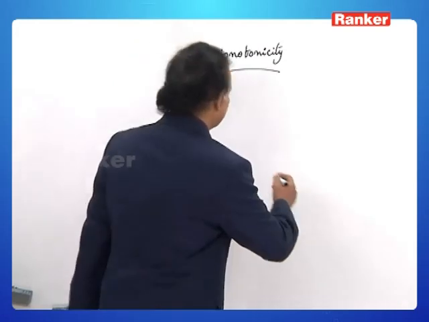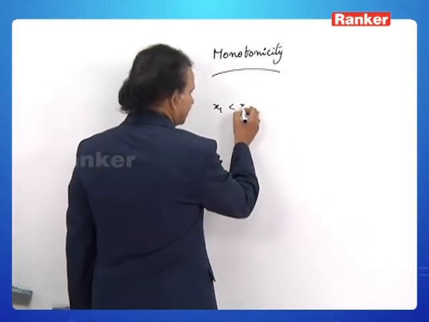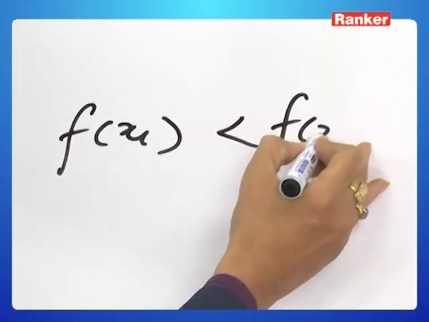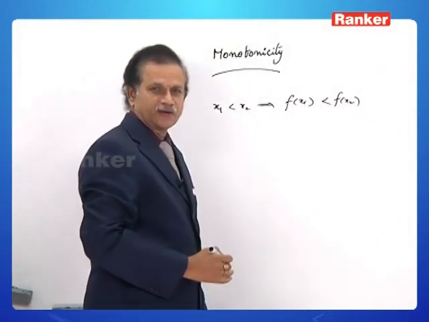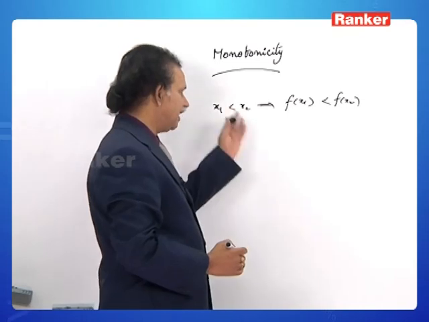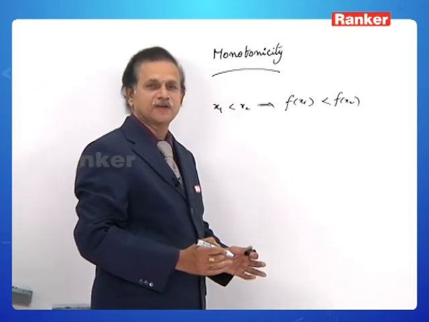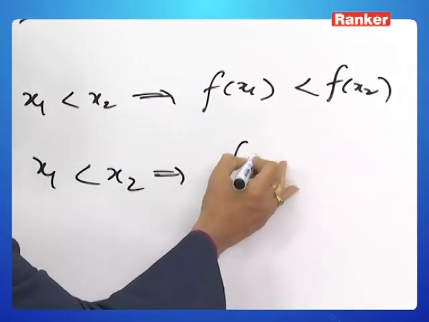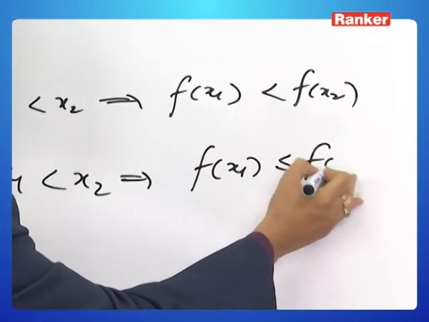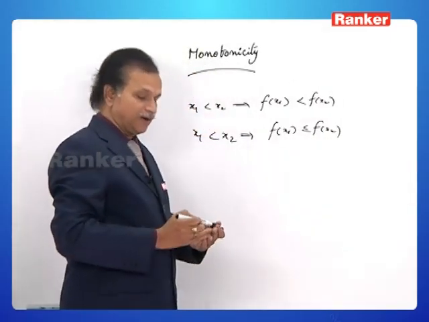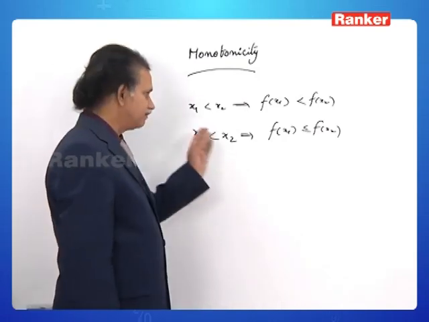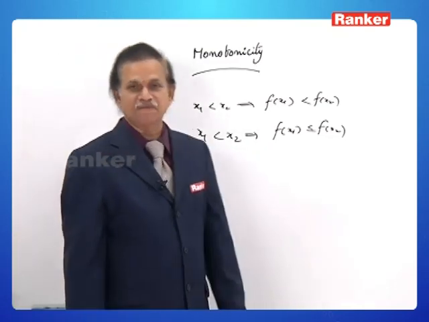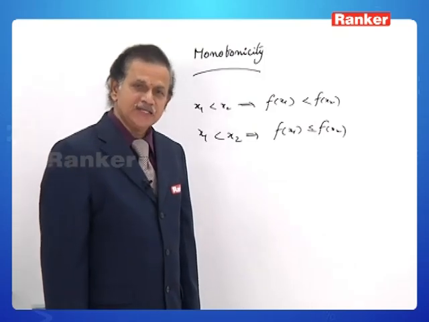That is, if x1 less than x2 for all points x1 and x2 belonging to the domain of the function f, if this happens, we recall that f is strictly increasing. For all points x1 and x2 belonging to the domain of the function, if x1 less than x2 implies f of x1 less than or equal to f of x2, then f is monotonically non-decreasing.